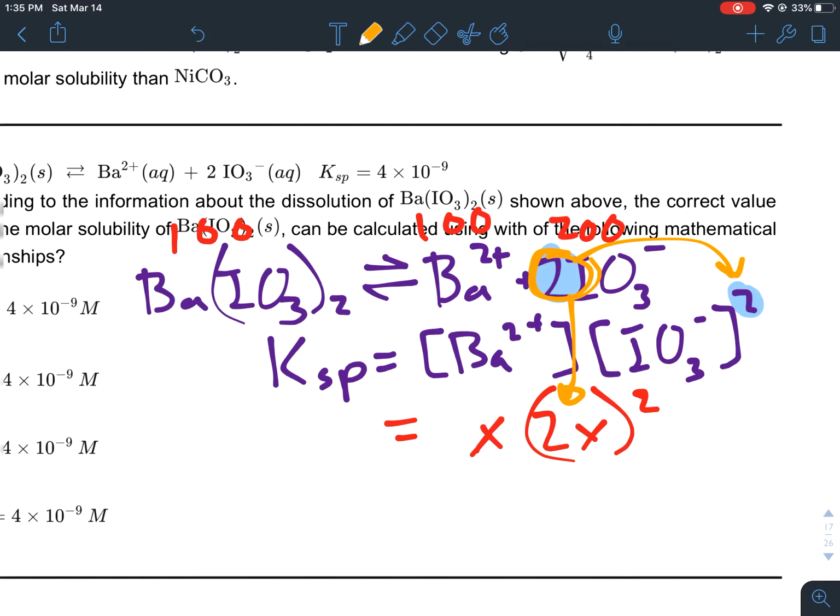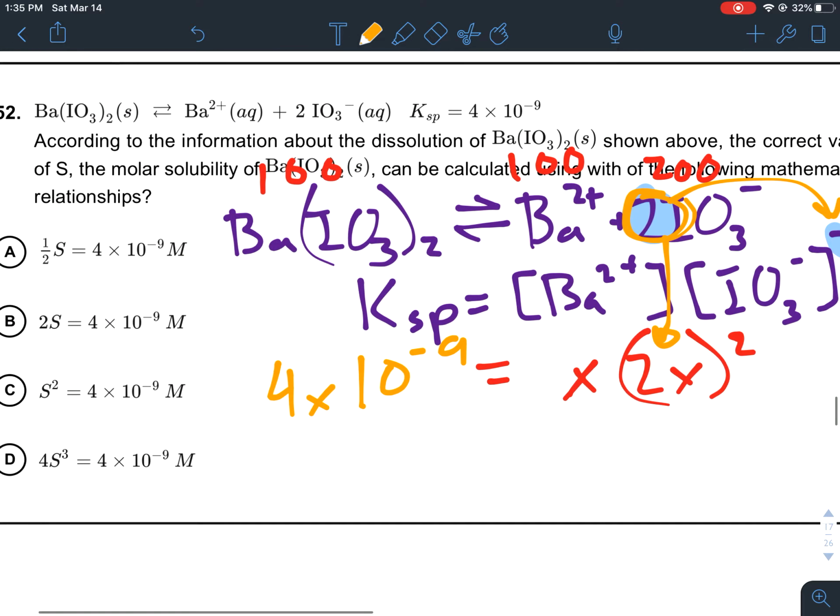Now, we're going to set that equal to your Ksp. You're going to have 4 times 10 to the negative 9. And don't worry, you're not going to have to manipulate this, but they do want to find the molar solubility. So in other words, we've got to get x by itself. This side will, again, become this very famous 4x cubed. Not every question does that, but a lot of them do. Okay?